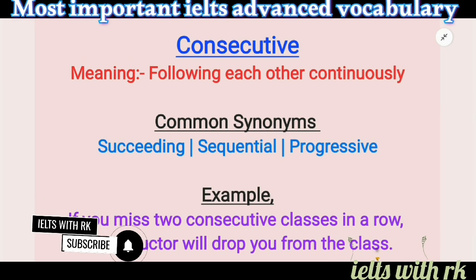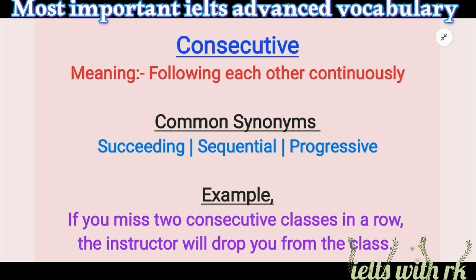Consecutive. Following each other continuously. Succeeding. Sequential. Progressive. If you miss 2 consecutive classes in a row, the instructor will drop you from the class.